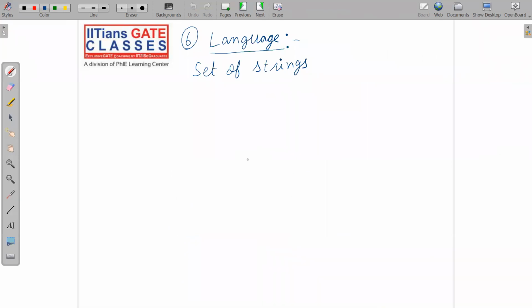The next term is language. Language is nothing but a set of strings. If you take any set of strings, that will become a language. For example, sigma is {0, 1}, and I have taken strings like 101, 110, 1011, 1100. I have made this a set of strings. This will become my language. So language is nothing but some set of strings.